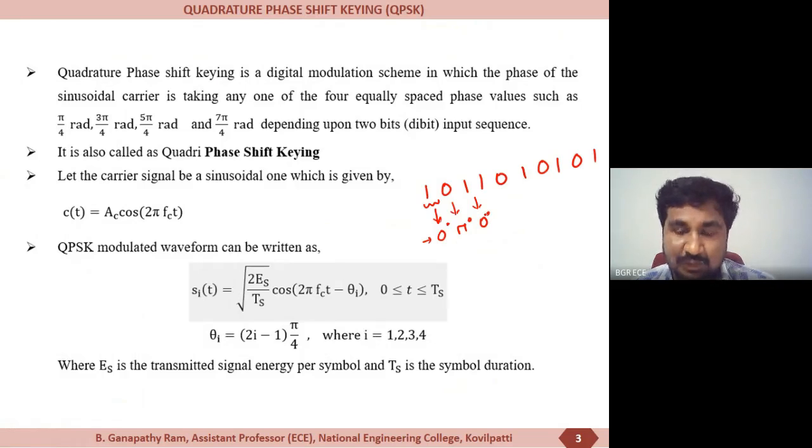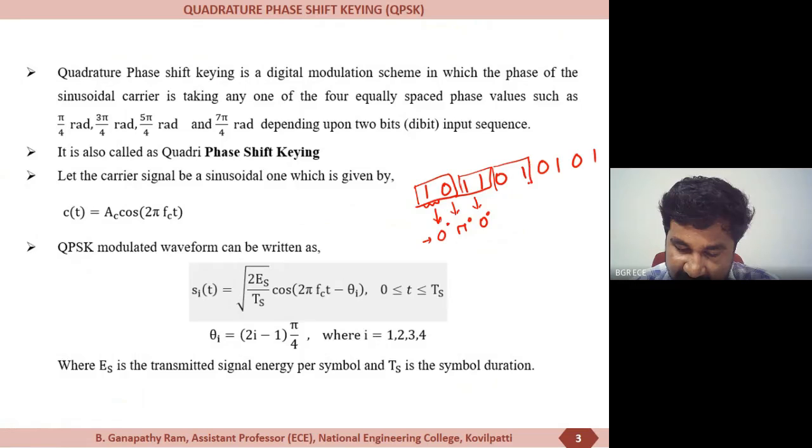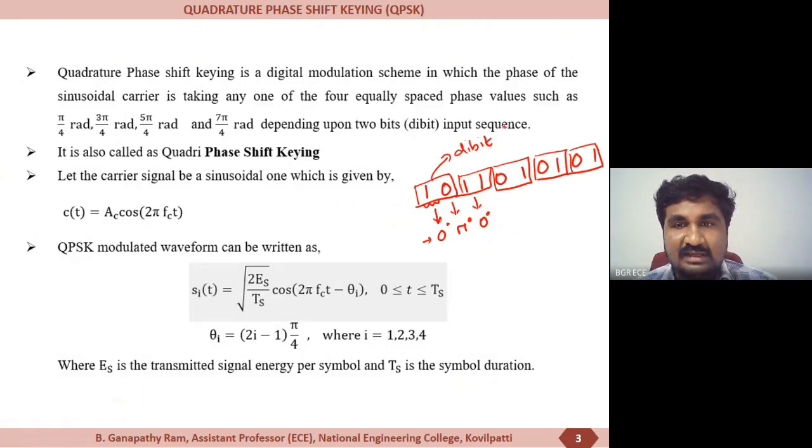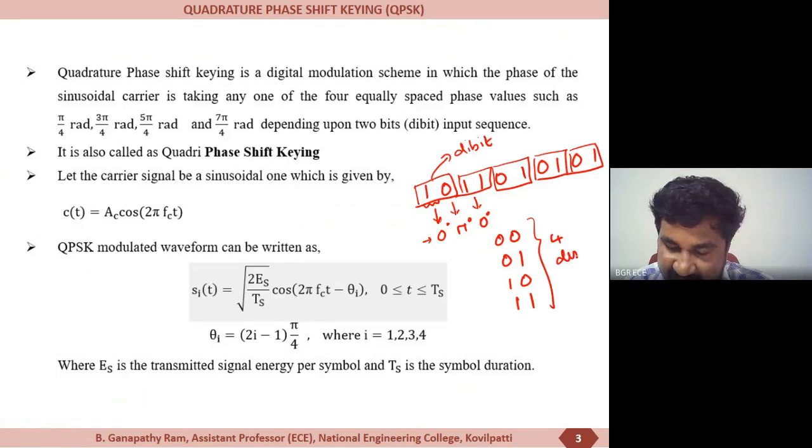But in the case of QPSK, we are going to pair two bits, each and every 2 bits in the binary sequence, and this collection of 2 bits is called a dibit. Hence, as we have 2 binary digits, there are 4 different possible symbols: 00, 01, 10, 11. So we have 4 distinct symbols.